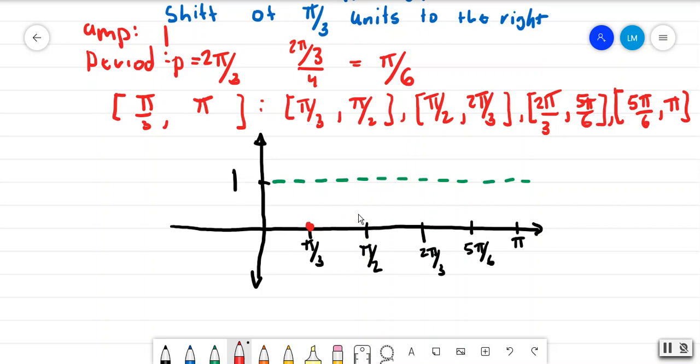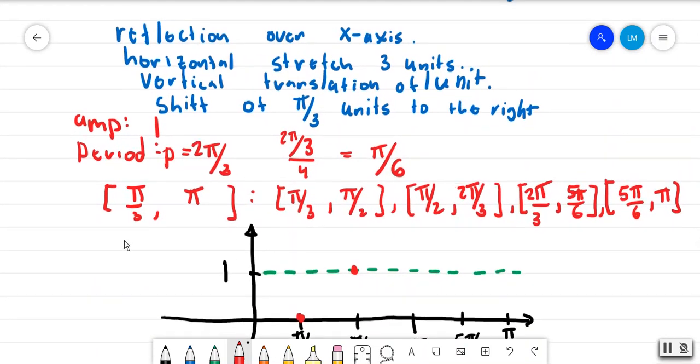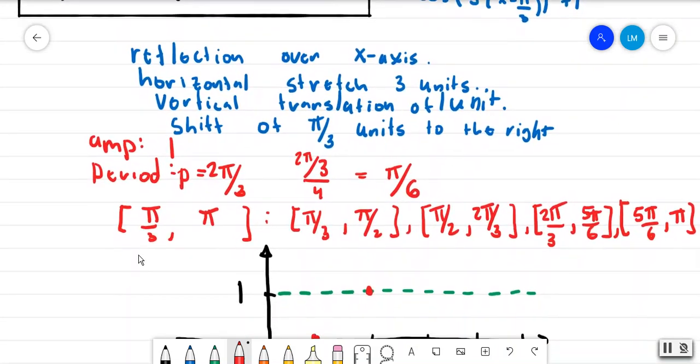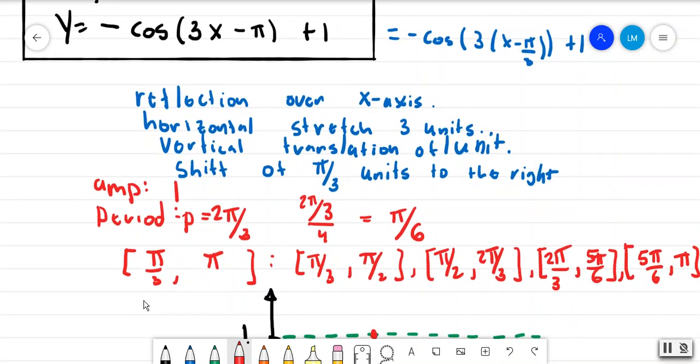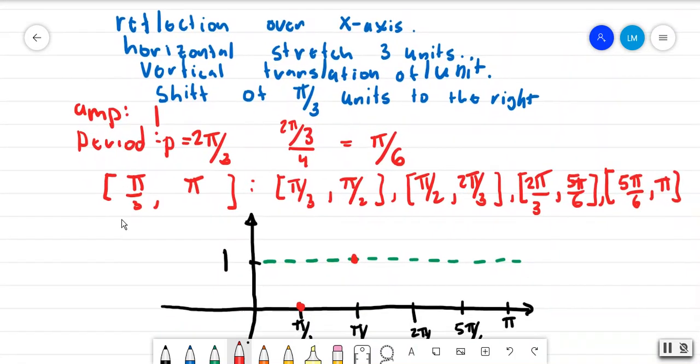Then over here, this is where you have pi over 2. So pi over 2 would be 0, but it's actually going to be 1. And again, you can just plug those into the equation if you wanted to. It's not really that difficult because you have 3 pi over 2 minus pi. So that'll be pi over 2, which is 0, so it's just 1.